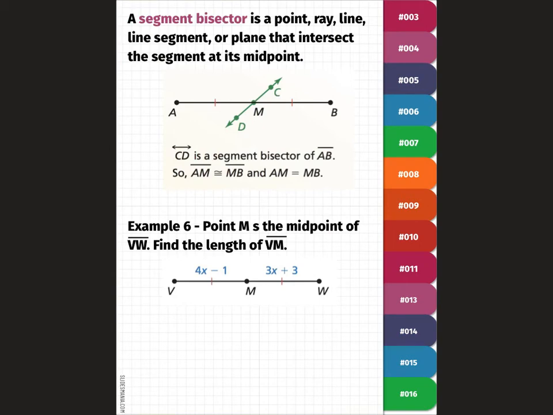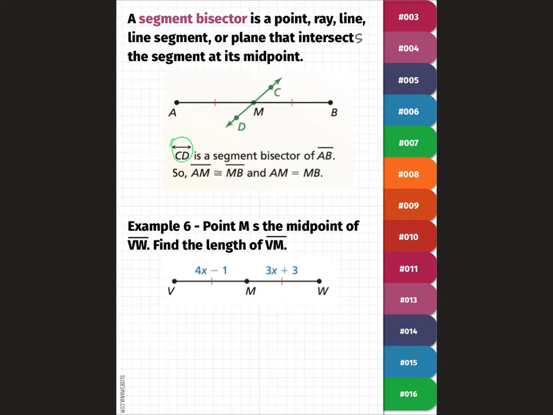A segment bisector is a point, ray, line segment, or plane that intersects the segment at its midpoint. So in this particular case of the image that you see, the green line is, we're going to call that line CD. Line CD is a segment bisector of segment AB.